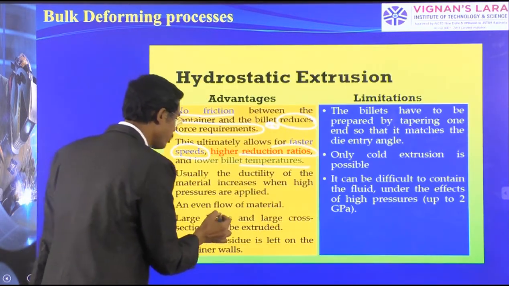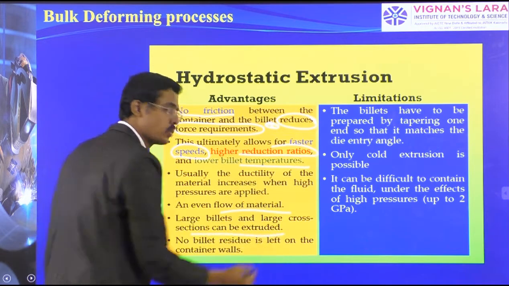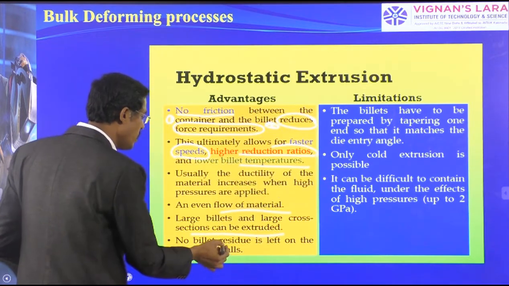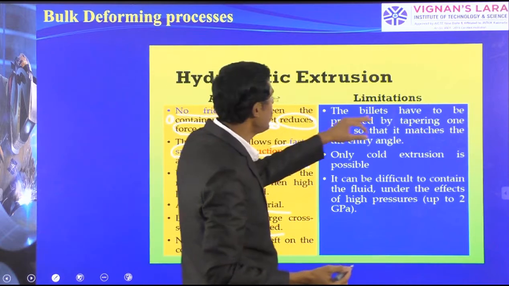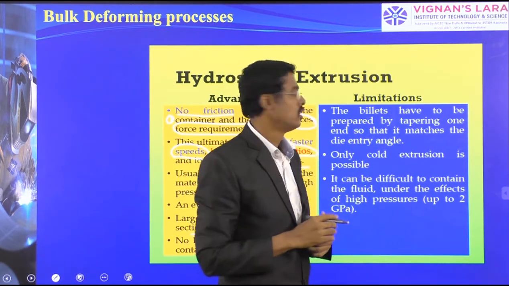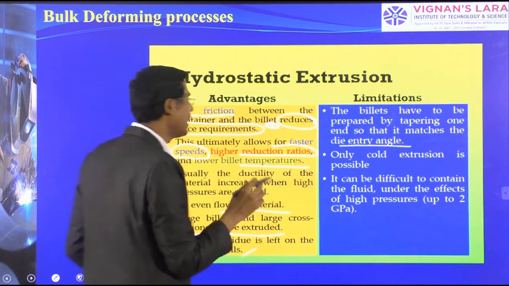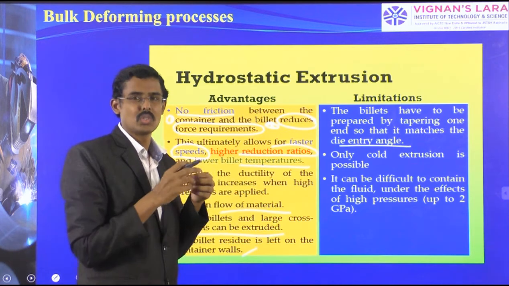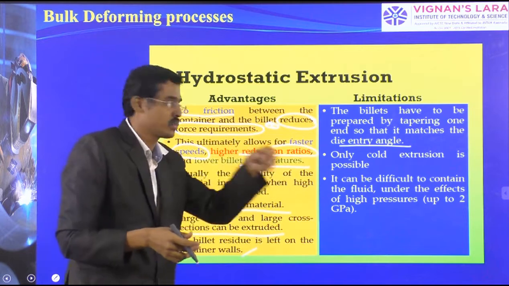So, even flow of the material, and a large billet and large cross section can be extruded. Large material and large extrusions can be done. No billet residue is left on the container walls. The billets have to be prepared by tapering one end so that it matches the die entirely and well. So the billet is tapered in such a way. Those treatments are to be done to avoid the friction contact there also.